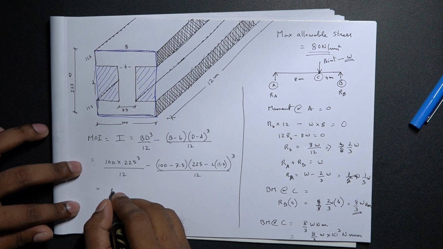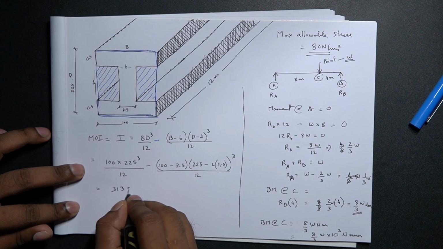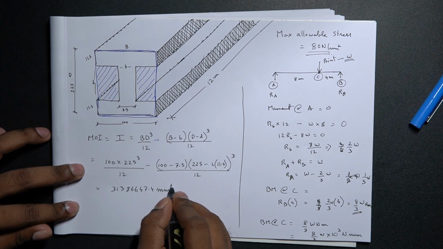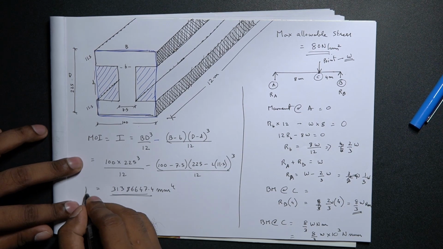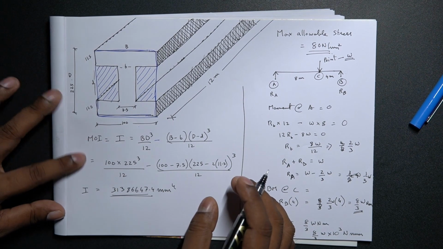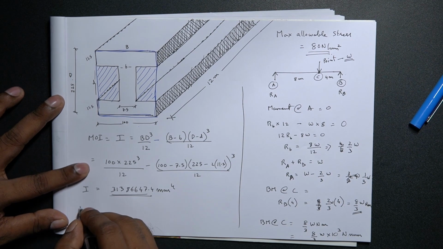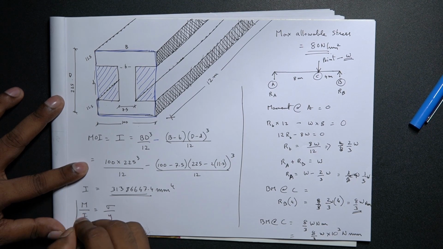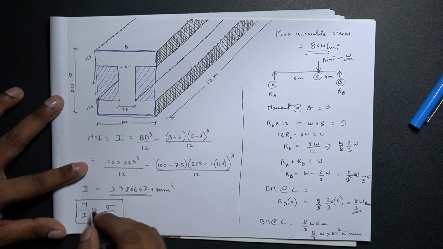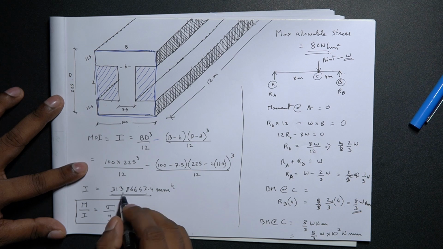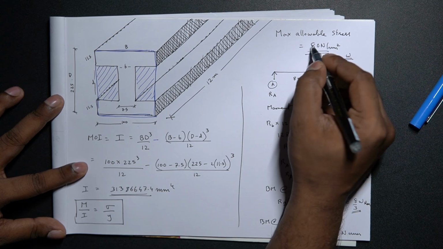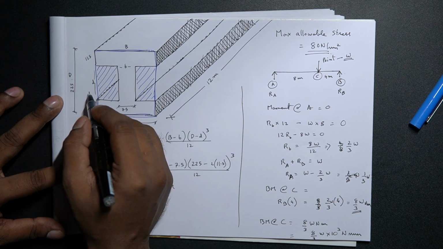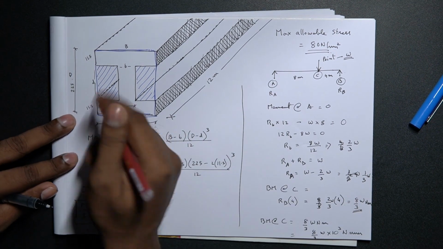So let's solve this. On solving, I'm having 313,866,47.4 mm to the power of 4. So this is the moment of inertia I've got for a symmetrical I section in this example. Now coming back to our base formula, M by I is equal to sigma by y. We know M from here, we know I from here, we know sigma, that is given in the question, 80 Newton per mm square, and y, which is the distance of the neutral axis to the outermost fiber.